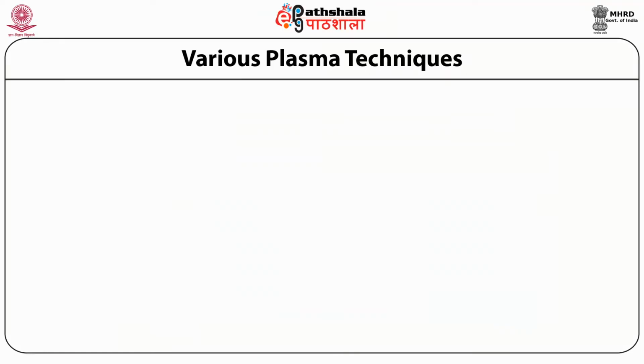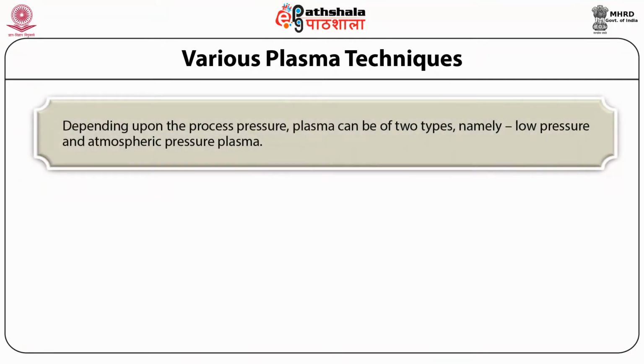Among the large variety of plasma-based nanoparticle processings, electrical systems have attracted much interest. There are a variety of plasma techniques which can be distinguished on the basis of numerous conditions as follows. Firstly, depending upon the process pressure, plasma can be of two types, namely low pressure and atmospheric pressure plasma.